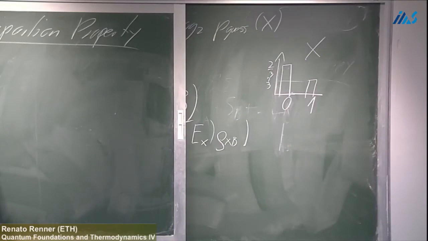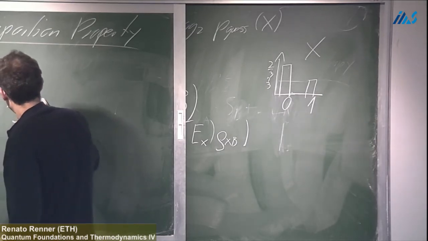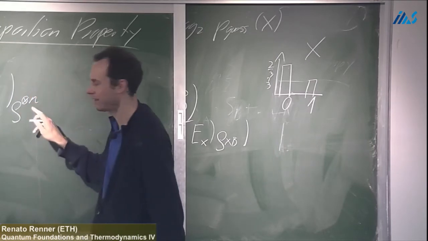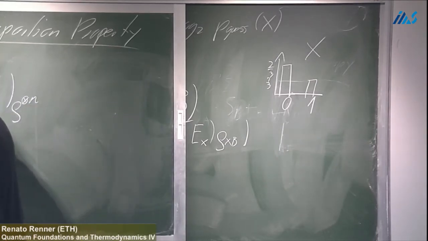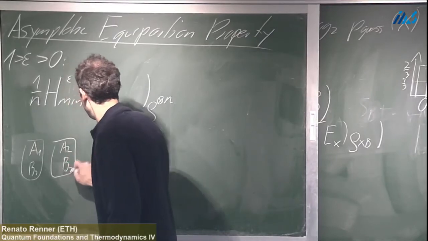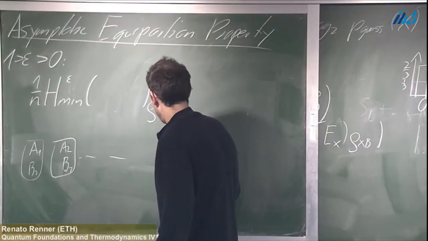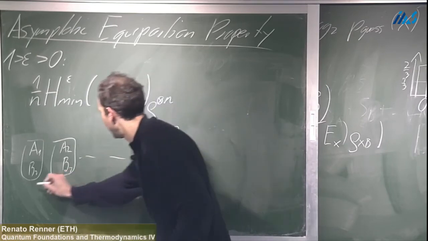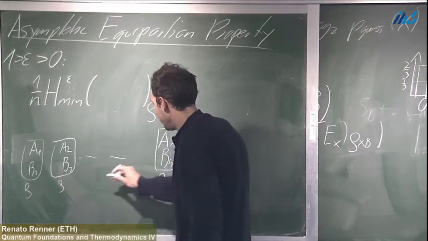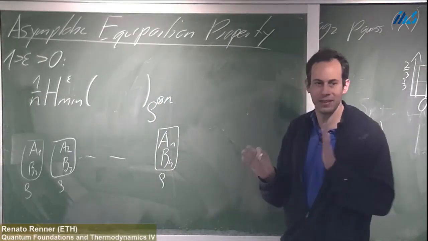So the statement is the following, that if epsilon is larger than 0 and smaller than 1, then the following holds. If I take H min epsilon, and I now look at, instead of a quantum state rho, an n-fold tensor product of a quantum state rho, but divide again by n. So in some way, you should think of, I have a system A1 and a system B1, and a system A2 and a system B2, and so on, until An and Bn, and they're all in the state rho. Each system is independent of the others and in the state rho. So this is now the IID case.